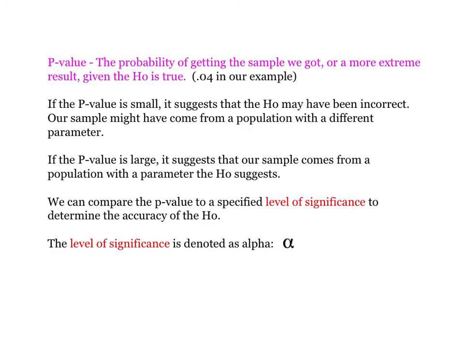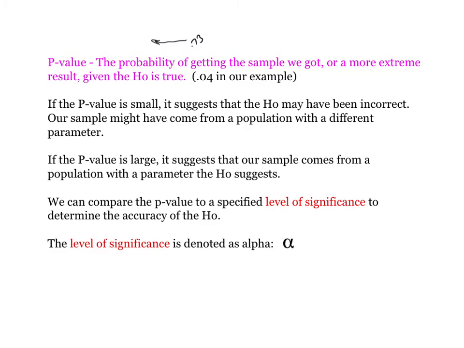So the p-value is the probability of getting the sample we got or a more extreme result given the null is true. Okay, I'm going to say it again. It's the probability of getting the sample we got. So remember, the sample we got was 73%. Or a more extreme result. And more extreme means like further away from the mean. So that's why we shaded that picture. If you remember, we shaded it to the left. Or a more extreme result given the null is true. So we assume the null is true when we make that calculation, okay? At the very end, we decide if we agree with that or not, okay?